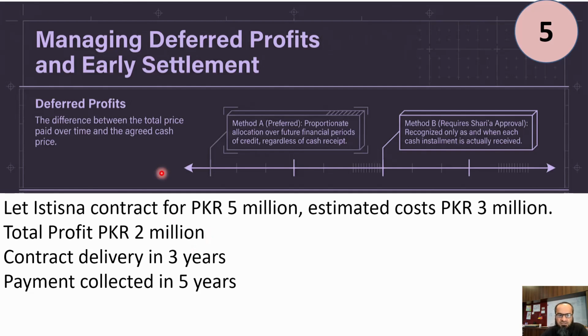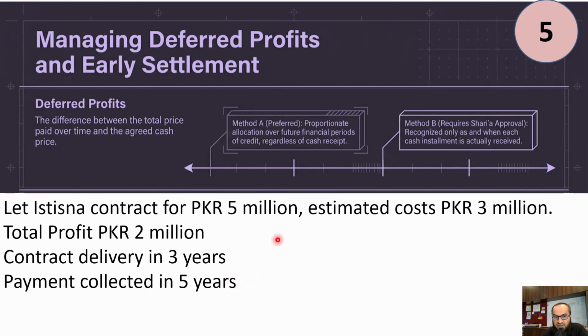So assume that there is an Istisna contract for PKR 5 million with the estimated cost of 3 million. So the total profit is expected to be 2 million. Delivery of the contract is in 3 years. So in 3 years the project will be manufactured and delivered by Al-Sani, the bank, but the payment will be collected over a total of 5 years, right from the very start.